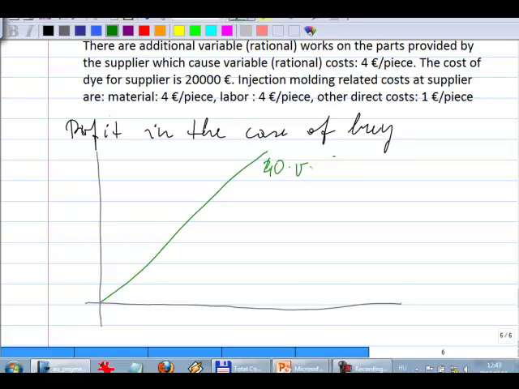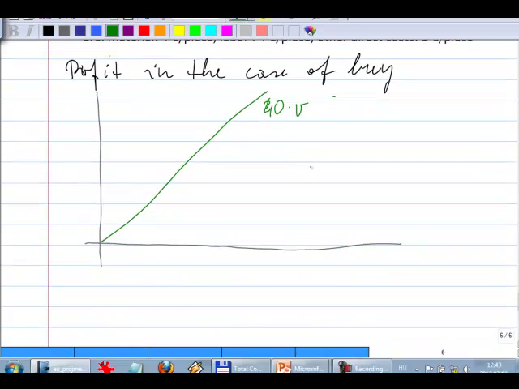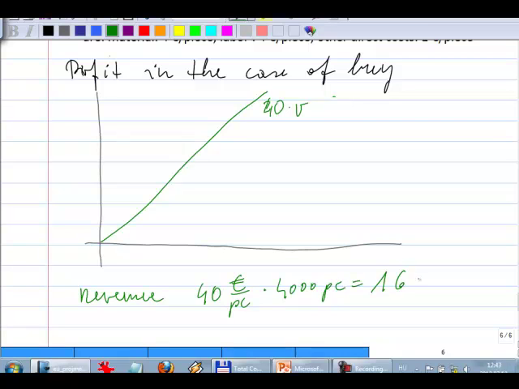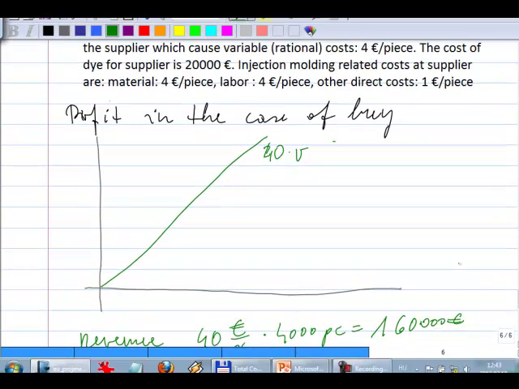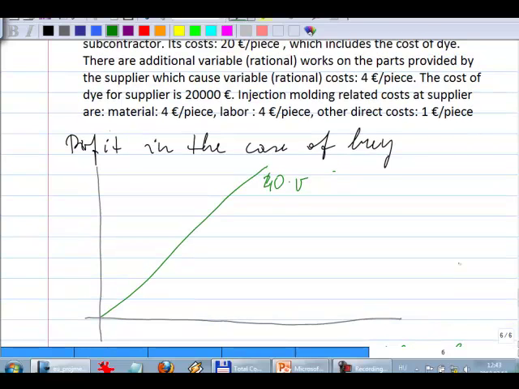Okay, so revenue is the same, 40 euro per piece times 4,000 pieces is equal 160,000 euro. What can we say about the costs?